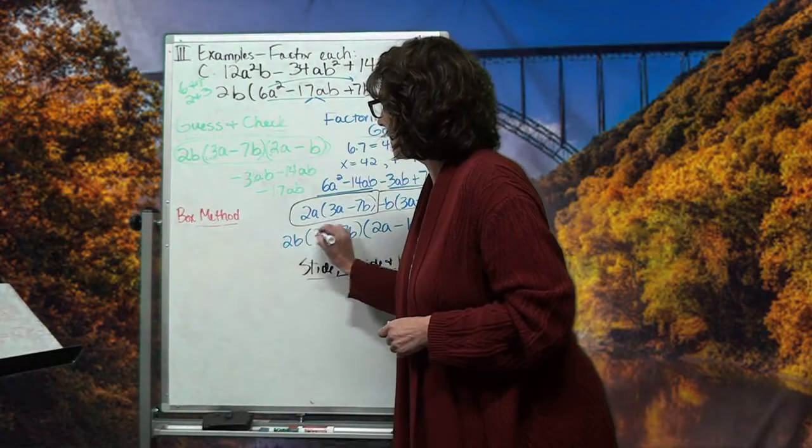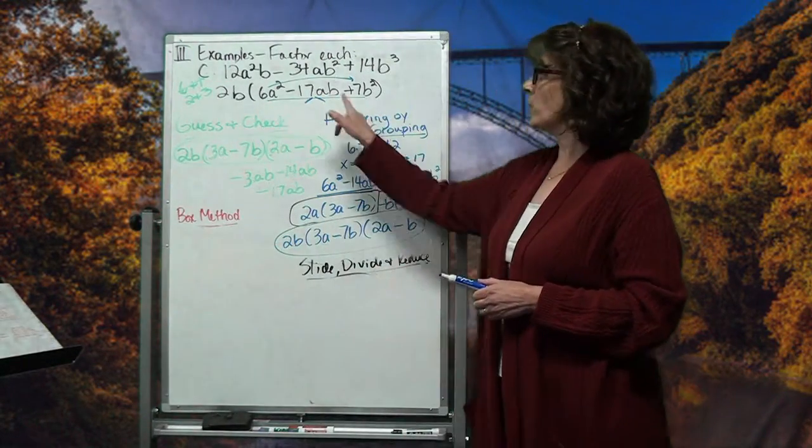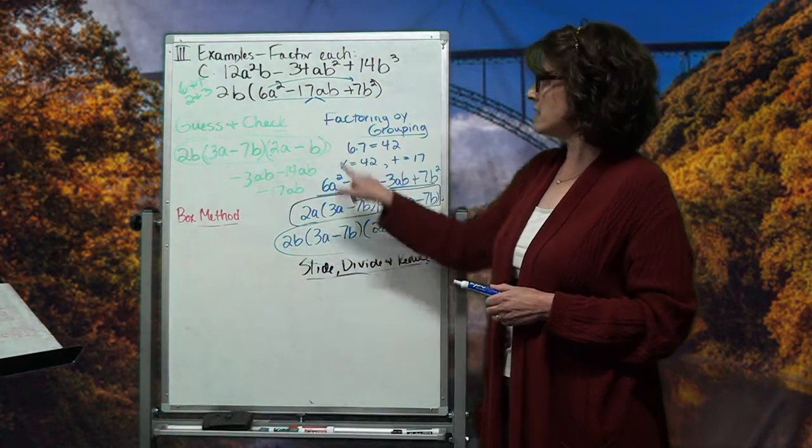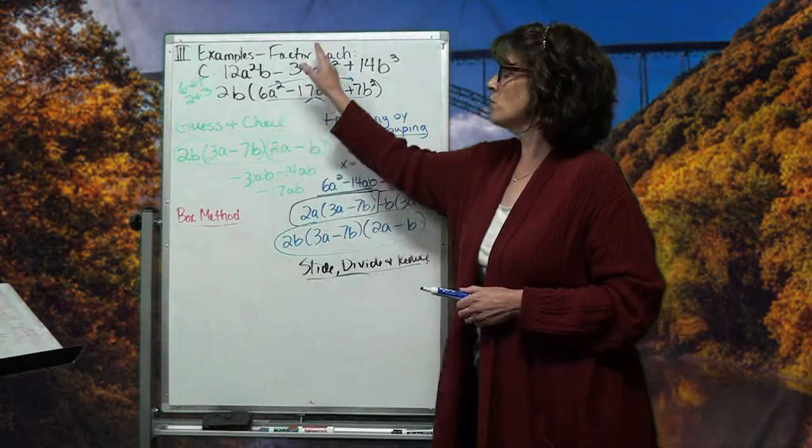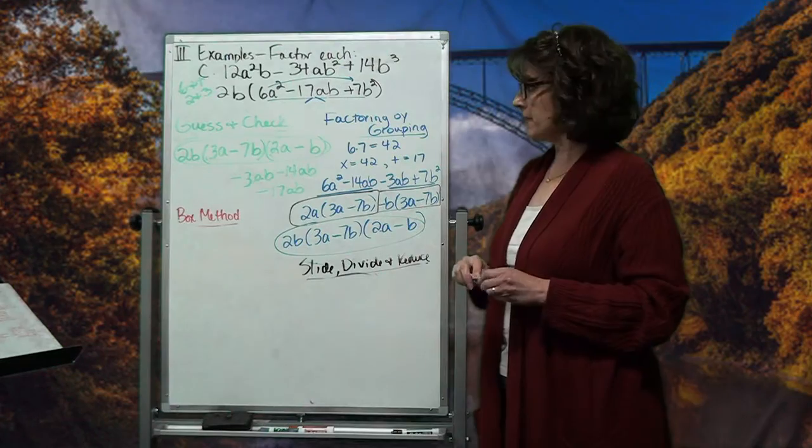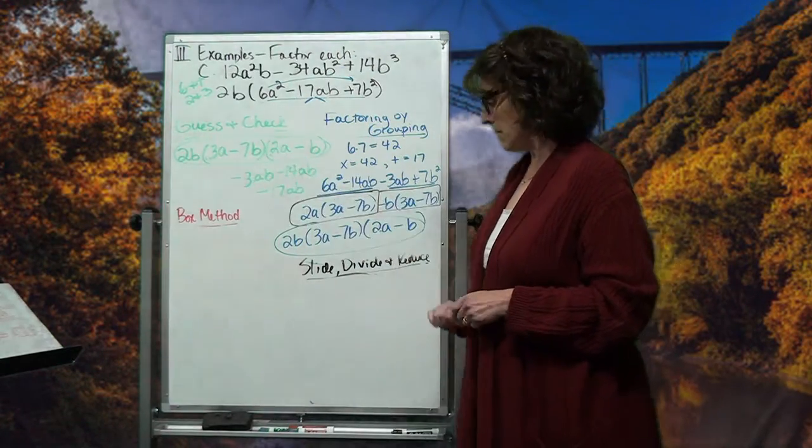I need that because without it, I will only get to here. I'll FOIL this to get to here. Distribute the 2b to get all the way back to the beginning. And you can see that these are in fact the same answer.